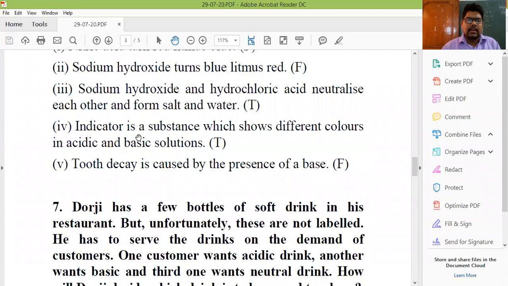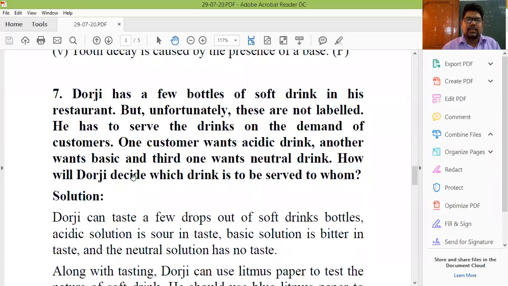An indicator is a substance which shows a different color in acidic and basic solution. It is right. And tooth decay is caused by the presence of base. It is false.